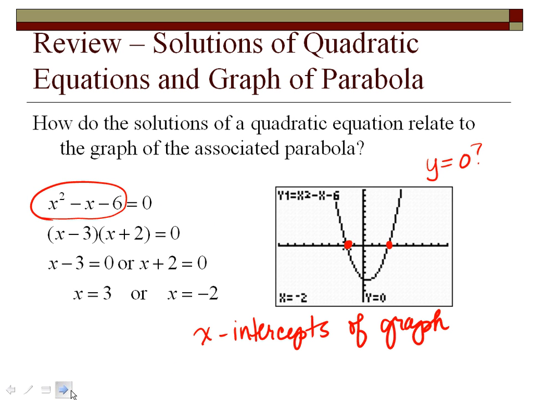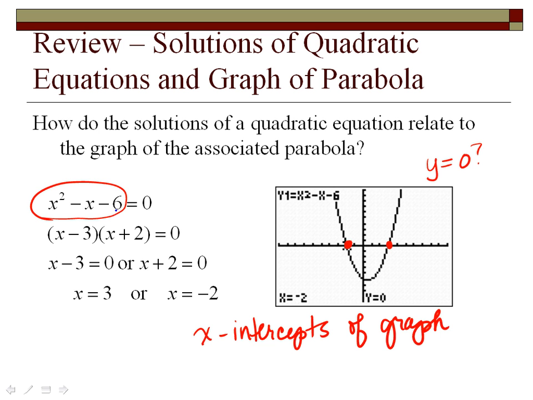The other thing I wanted to review is how the solutions of a quadratic equation and the graph of the associated parabola relate to one another. Here I've looked at x squared minus x minus 6 is equal to 0. And that's solvable by factoring. If you want to use the quadratic formula, you can.